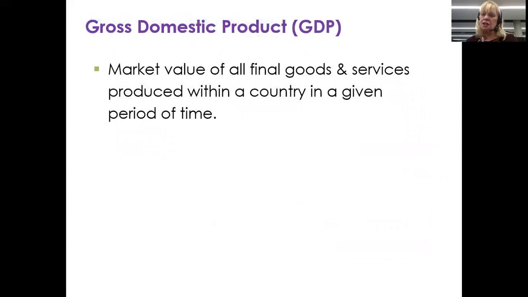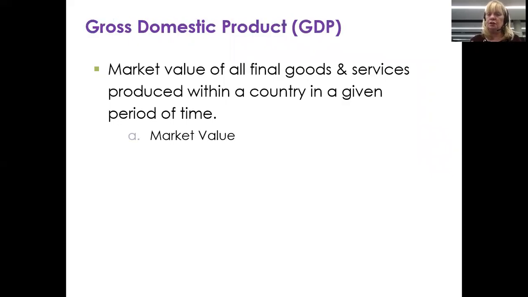The true definition of gross domestic product right here. This is a very important definition. Gross domestic product is the market value of all final goods and services produced within a country in a given period of time. There are several components to that definition, so let's break it down a little.